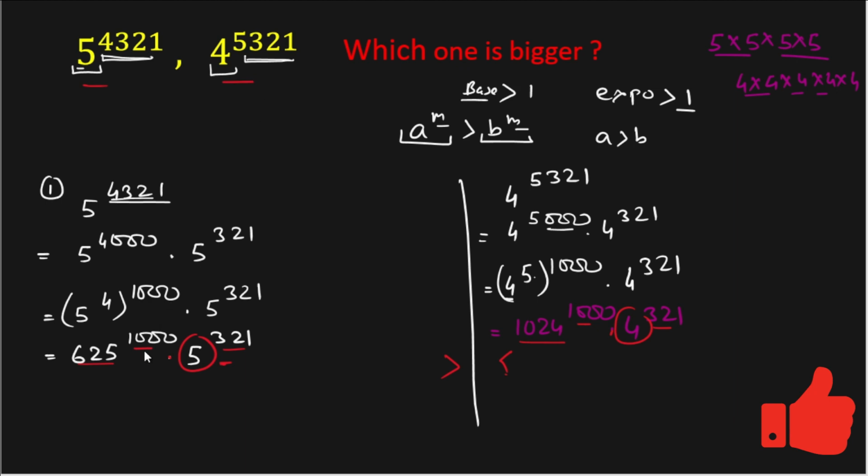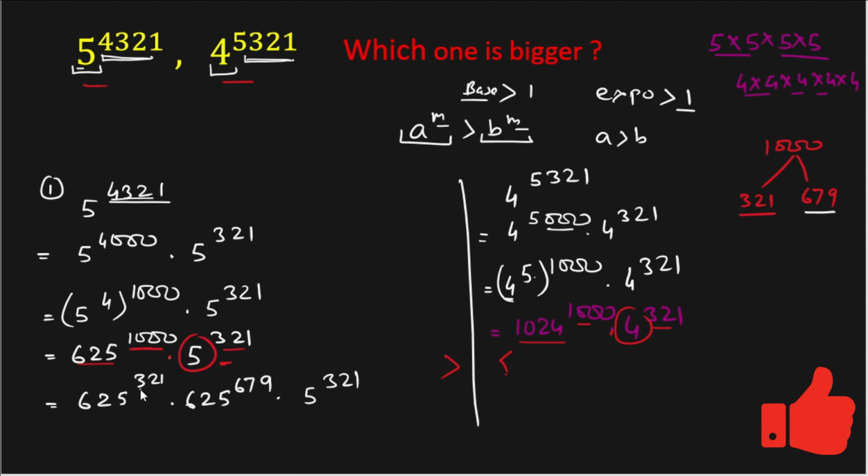So if I move ahead, we'll now split 1000 into two terms, one term is 321. If we subtract 321 from 1000, it is 679. So now we'll write 625, split 1000, that is 321, and times 625 with the exponent 679, and this term, that is 5 powered by 321.